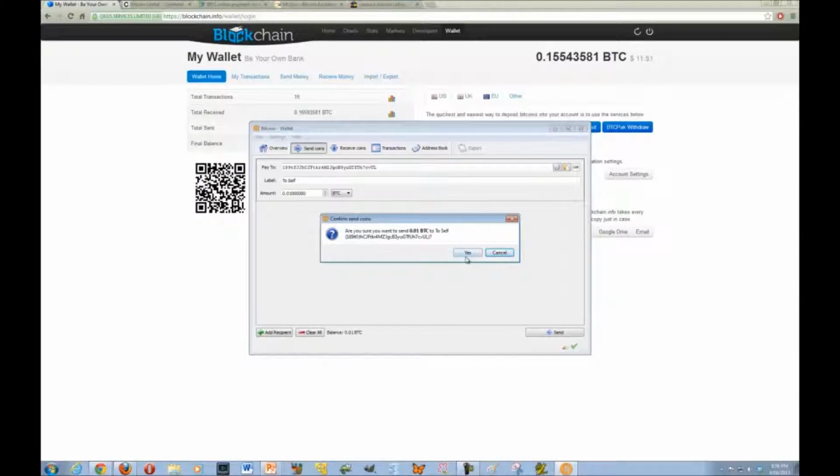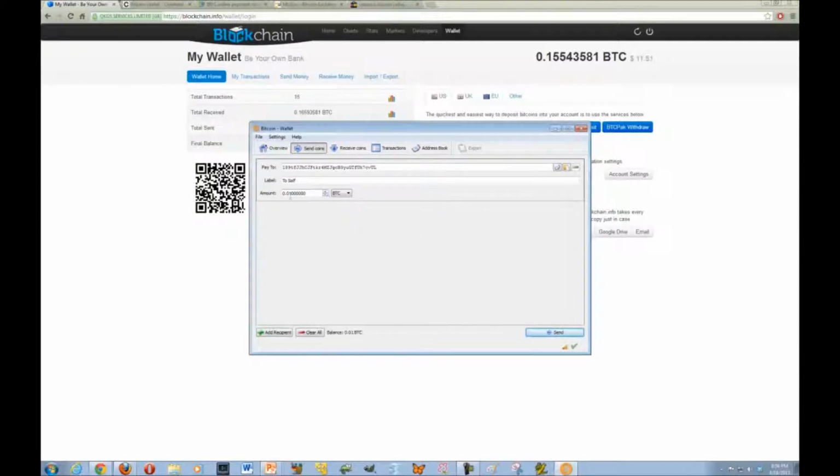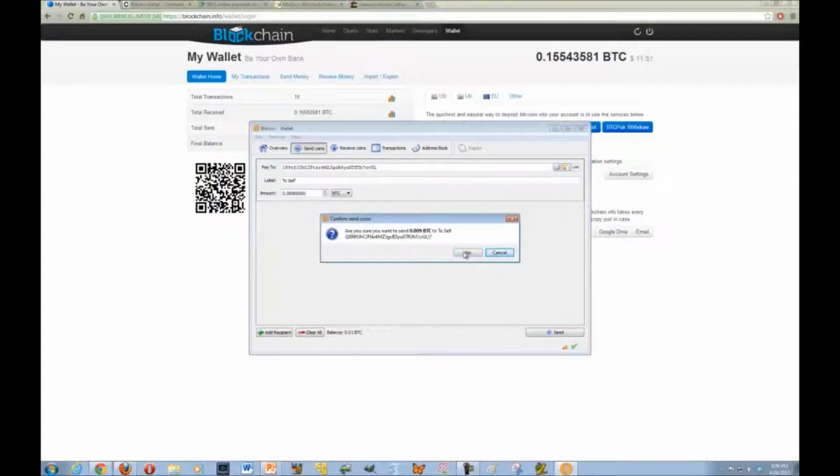Remember something, when you send Bitcoins to an address, it is irreversible. You can't go ahead and click a button to get your money back. It's like handing a $20 bill to somebody. Unless they give it back to you, it's theirs. Okay, there's a small transaction fee for sending, which is 0.005, so I'll just send that much. There we go.